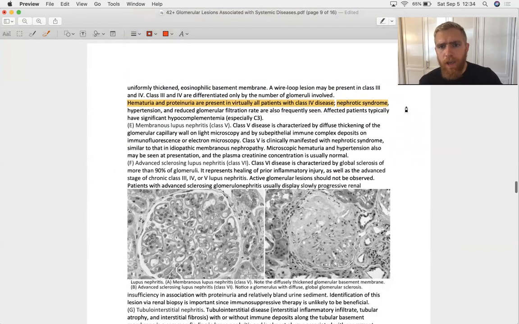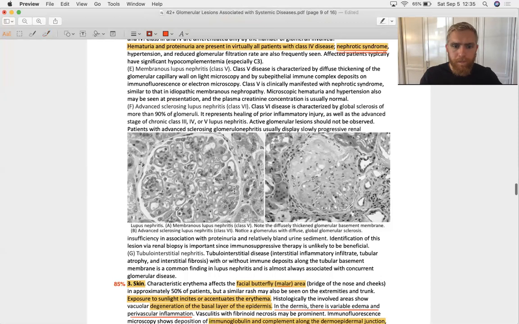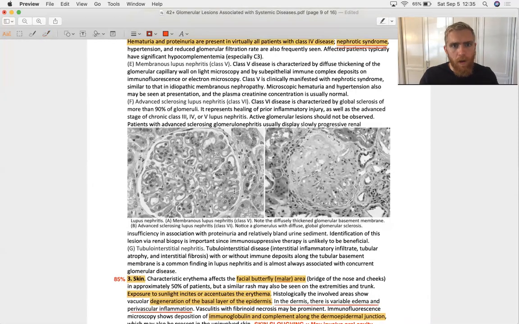And finally, lupus. As the damage to the kidney compiles, you start seeing a more and more drastic degree of proteinuria, and it can reach the point of being nephrotic syndrome, which recall is going to be greater than 3.5 grams a day proteinuria. Class 5 is membranous. Class 6 is advanced sclerosing.